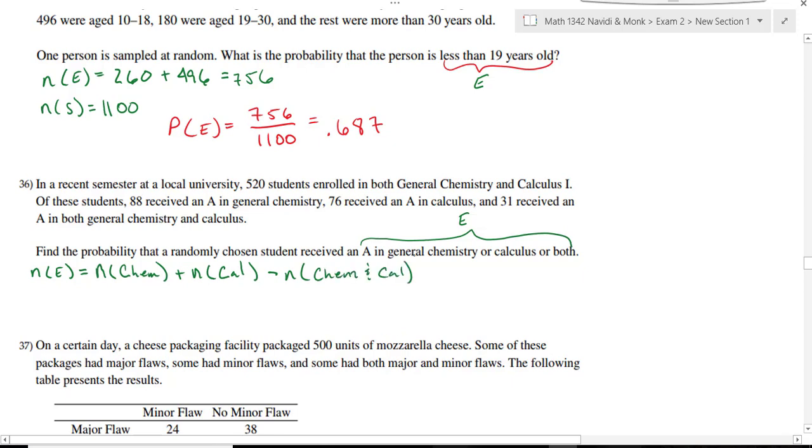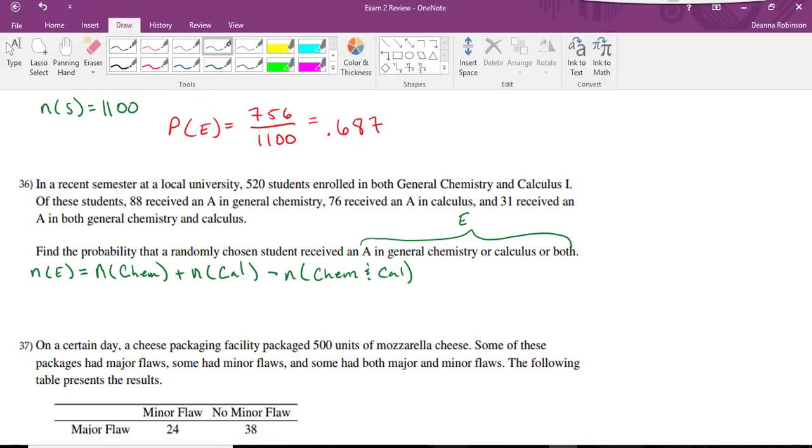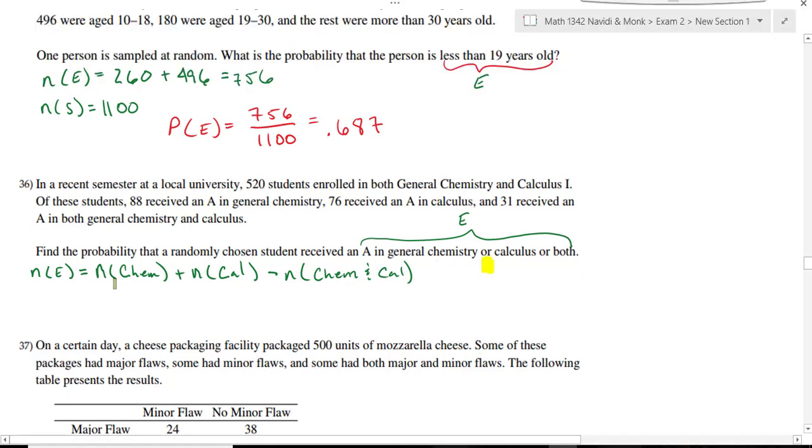Do you remember us talking about this? The probability with the word or here. Or is the key word right here. That means you have to add your events together and divide by the number of elements in the sample space. That formula is the probability of A or B equals the probability of A plus the probability of B minus the probability of A and B.